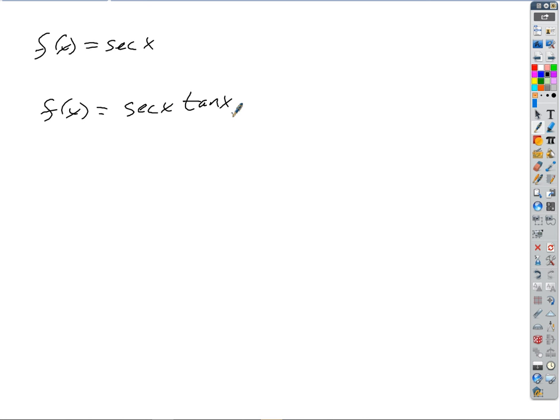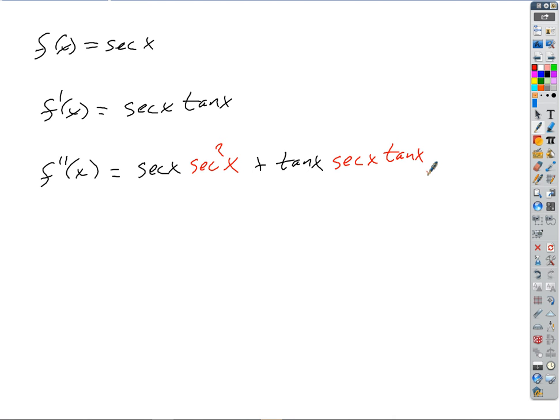Exactly. Okay, so if we're going to take a second derivative, what are we going to get there? Product rule, right? So I'm going to do secant x times the derivative of tangent, which is secant squared. So we're going to get secant cubed x plus tangent x times secant tangent. The derivative of secant x is secant x tangent x, right?